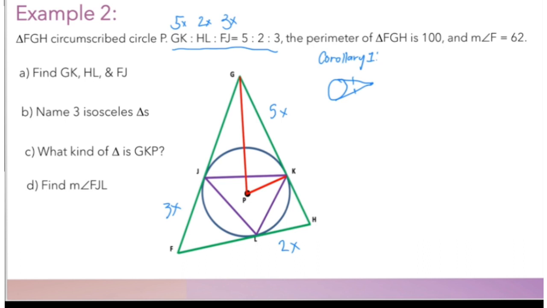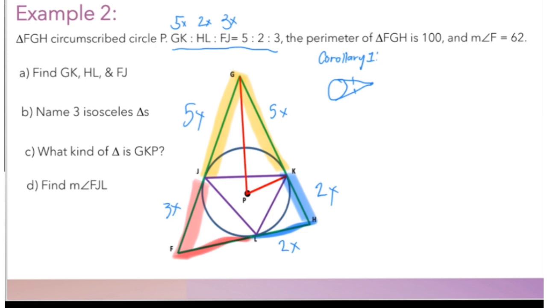So if GK is 5x, GJ should also be 5x. As simple as that. Next, KH and LH should have the same measurement also. This should be 2x. And this one should also be 3x.